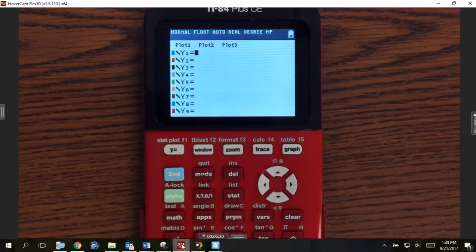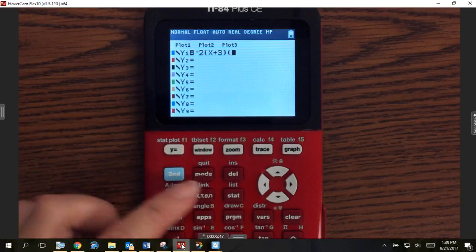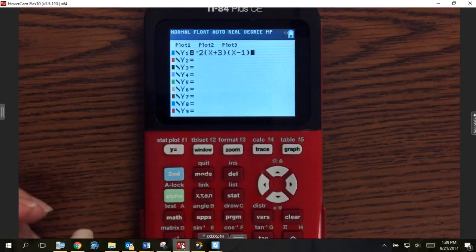Or you can do that also. So go up to that one and hit enter. There you go. Back down. All right, and then we're going to type in the original equation, which was -2 parenthesis x plus 3 close parenthesis open parenthesis x minus 1.